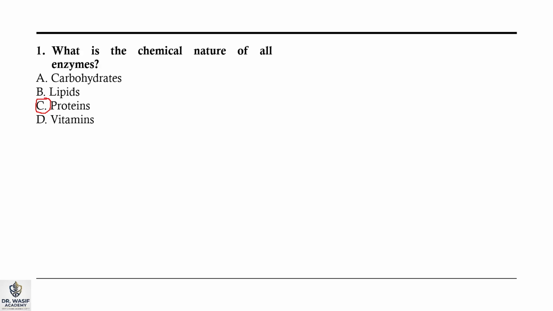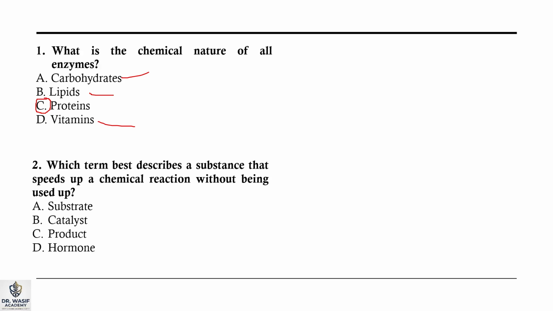But carbohydrates and lipids, no doubt these are vital macromolecules for energy and structure, but they do not form enzymes. And while vitamins are often helpful as cofactors that assist enzymes, they are not the enzymes themselves.